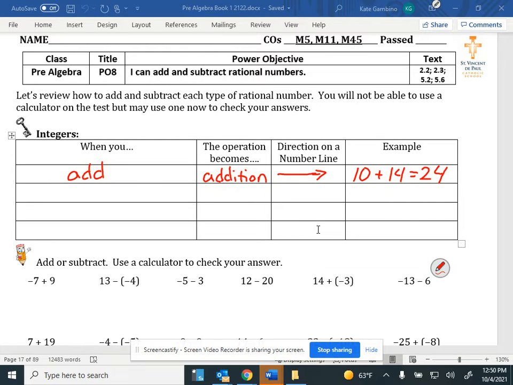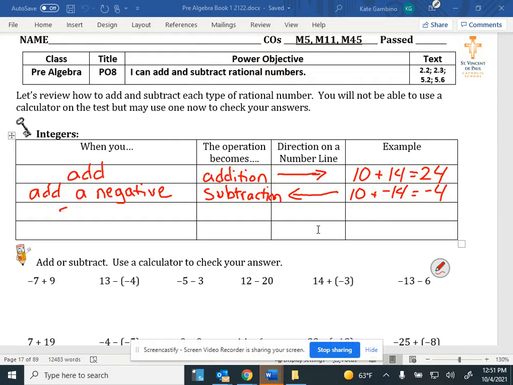When you add a negative, the operation actually becomes subtraction. And you go left on the number line. So an example would be 10 plus negative 14. Your answer becomes negative 4. So you're going the other way on that number line.